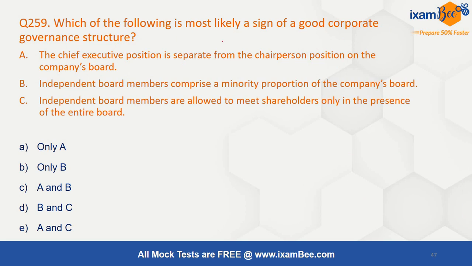Which of the following is most likely a sign of a good corporate governance structure? The chief executive position is separate from the chairperson position on the company's board. This is good because in many companies, the chairperson of the board and the CEO are 2 different positions. Independent board members comprise a minority proportion on the company's board. How will it be helpful? Independent board members, if they are more in number, shall bring more corporate governance. Independent board members are allowed to meet shareholders only in the presence of the entire board. This also shall not be the case because independent board members shall be allowed to meet anyone they want to meet so that they can understand what is happening in the company. So B and C are not relevant. These are detrimental for corporate governance. A only is the correct answer.